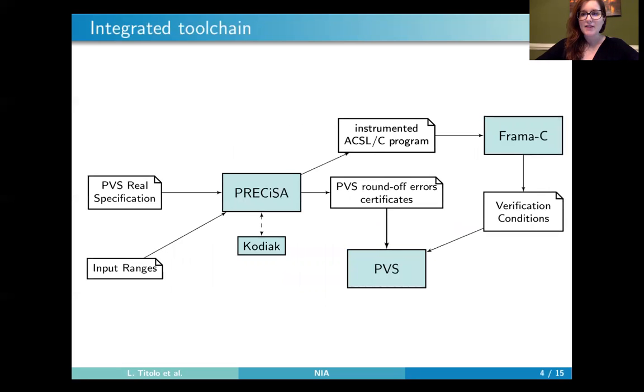So to give you a high-level idea of how this toolchain works, we have that PRECiSA, the static round-off error analyzer, is our first step. Given a PVS real specification, PRECiSA is able to generate a C implementation of this specification that is also able to detect unstable guards. Then this C implementation is passed to Frama-C, which is going to generate a set of verification conditions that can be checked inside the verification tool PVS.